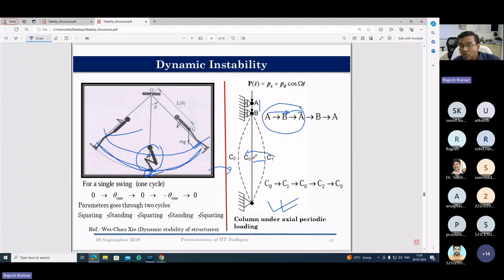But again C0 to C, because of the momentum you have in this direction, obviously this column will go in the left direction. C0 to C2 and C2 to C0 is one complete cycle. This will complete two cycles. Loading completes two cycles. That's why I told you the frequency of the loading is twice the frequency of the column for a maximum amplitude. That is known as dynamic instability.